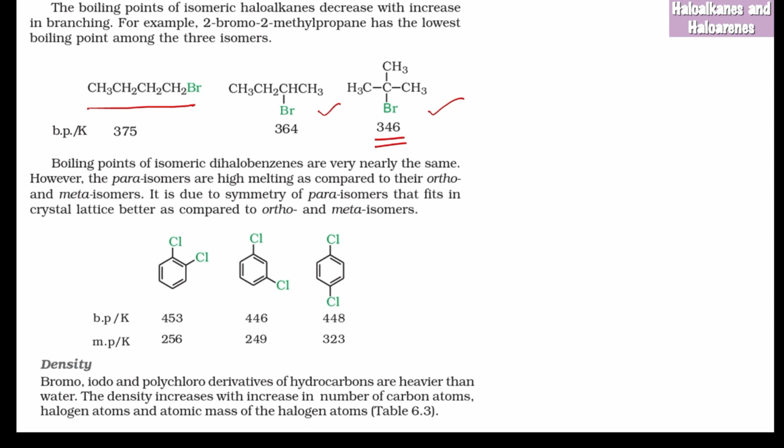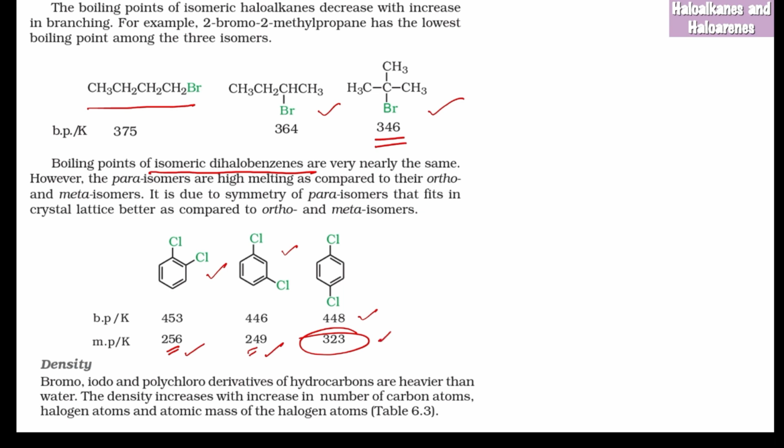Next is boiling point of isomeric dihalobenzene. Now as can be seen, the boiling point and melting point of ortho dihalo derivatives and meta dihalo derivatives are almost the same. In case of the para isomer, the boiling point is almost the same as the ortho and meta isomers, but the melting point, as can be seen, in comparison to the ortho isomer and meta isomer, is high.